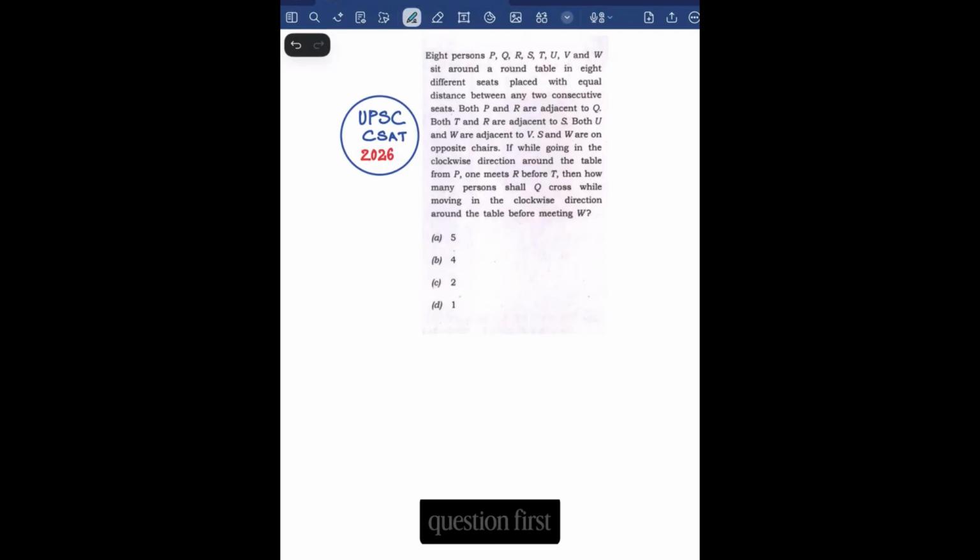So let me explain the question first. 8 persons P, Q, R, S, T, U, V and W sit around a round table in 8 seats that are equally spaced. Now we are given some clues and we are asked how many persons shall Q cross while moving in the clockwise direction before meeting W. So let's read the clues. Both P and R are adjacent to Q. This means that Q will be in the middle and P and R will be on the sides. So let's place P on the left and R on the right. We can have another scenario in which Q is in the middle and P is on the right and R is on the left.